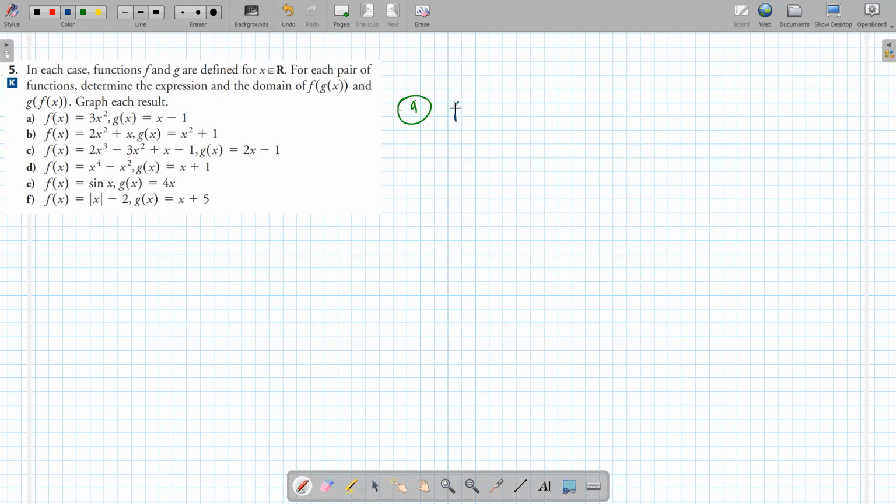The first one, f of g of x. So f stays on the outside. g of x is x minus 1. Look at A. What's f of x minus 1?